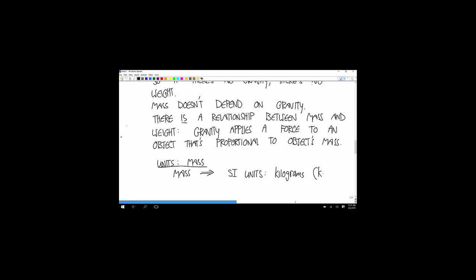And it's abbreviated lowercase k, lowercase g. You might think it's sort of odd that the SI units have a prefix in front of them, kilo. Wouldn't it be grams? Wouldn't that make more sense? It would make more sense to me, but this is just what it is. So we don't get to choose anymore. It's pretty well set.